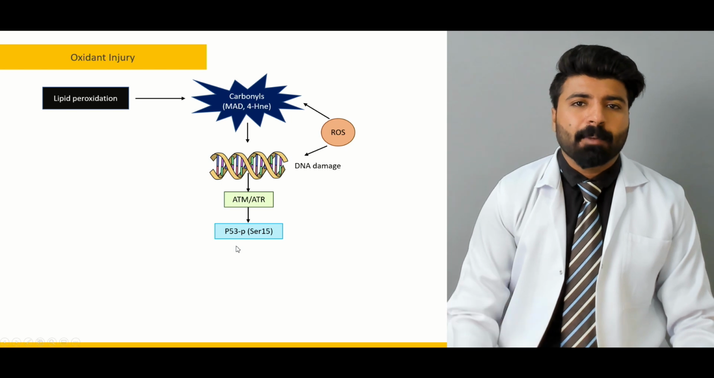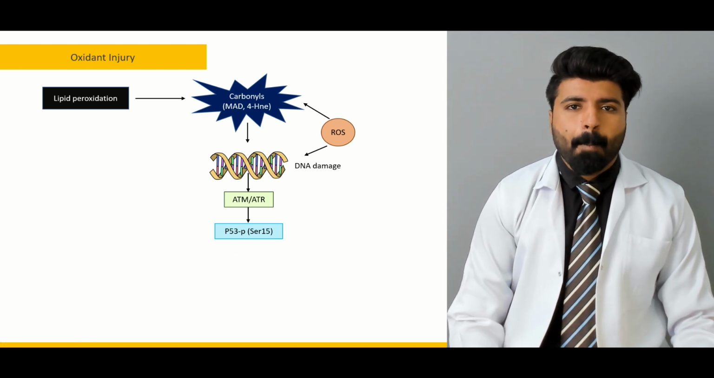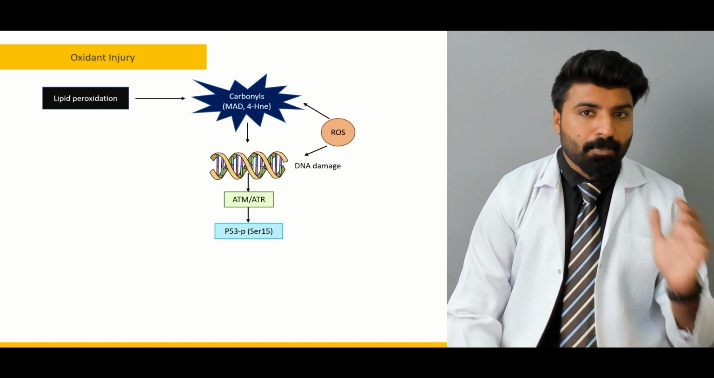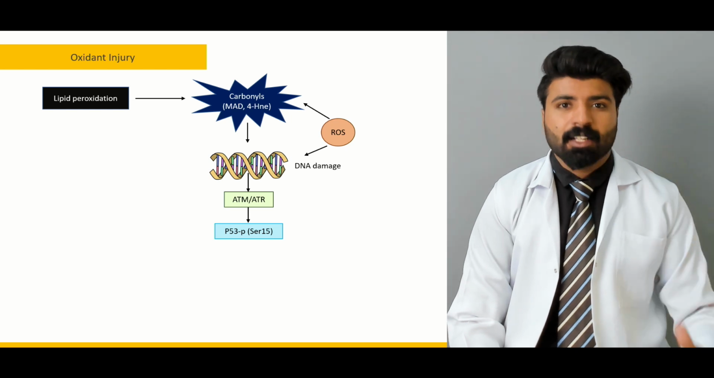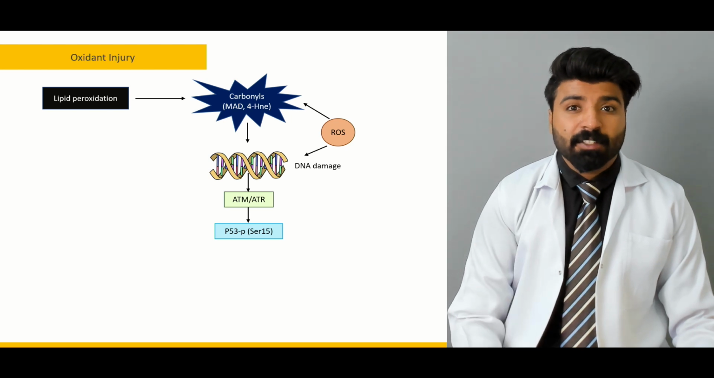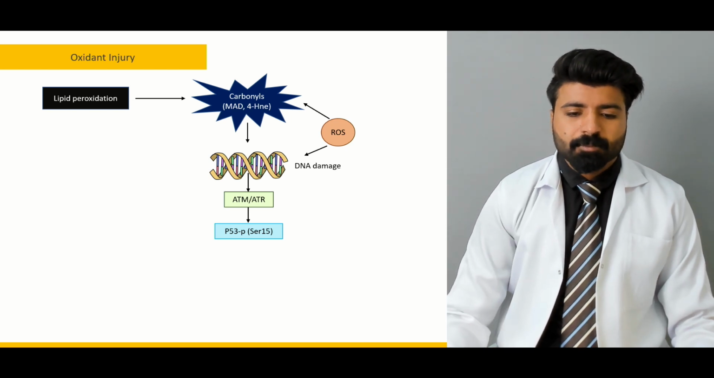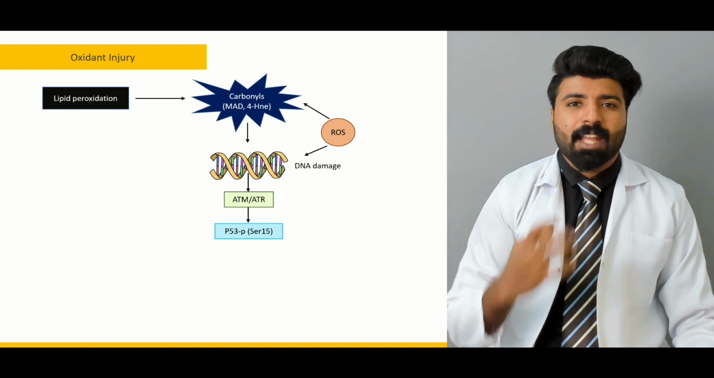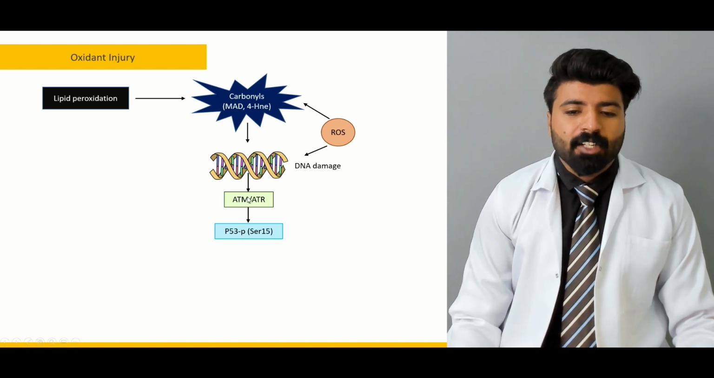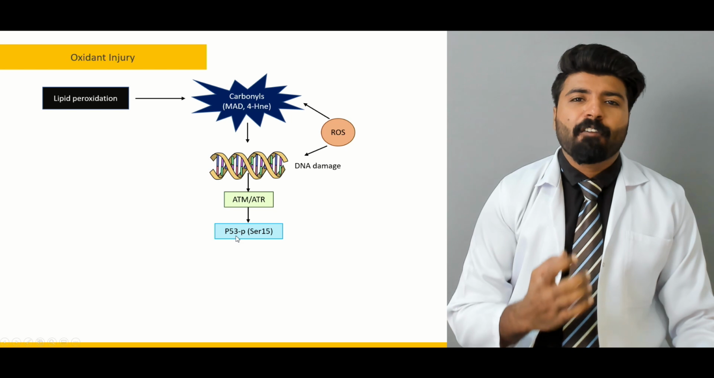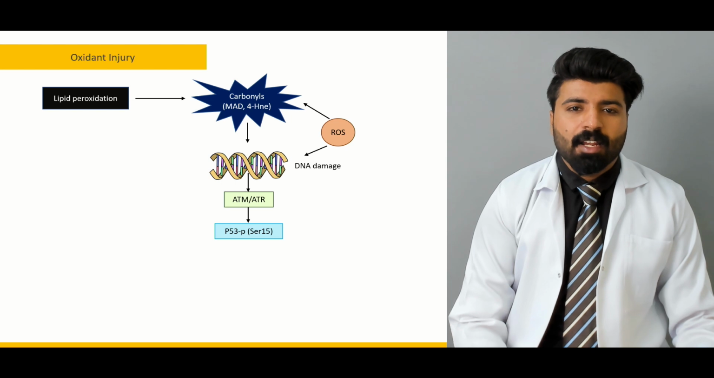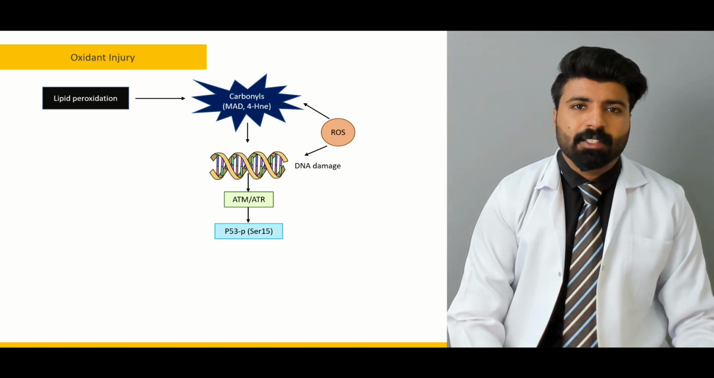Now, P53 has multiple actions, multiple functions. P53 is a negative regulator of the cell cycle. We talked about the positive regulators of the cell cycle, which were cyclins. Now we're talking about the negative regulators of the cell cycle, one of them is P53. So whenever there's damage to the cell, whenever there's mutation in the DNA of the cell, whenever there's any kind of DNA damage, the amount of P53 rises in the cell.